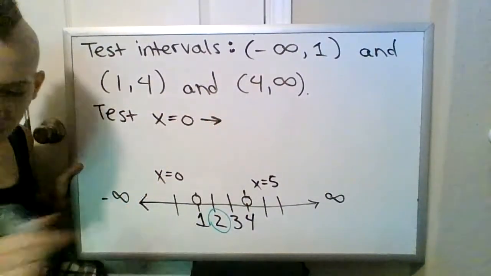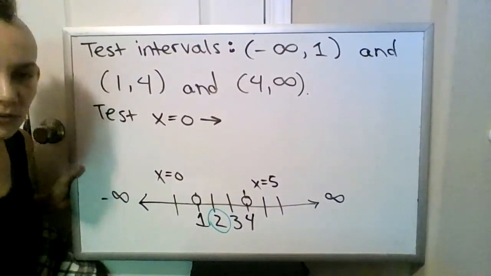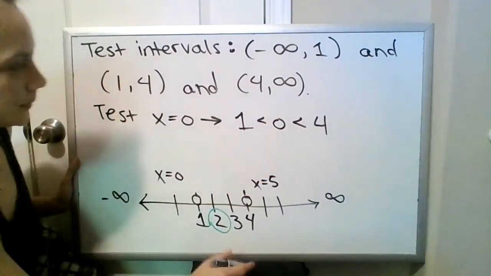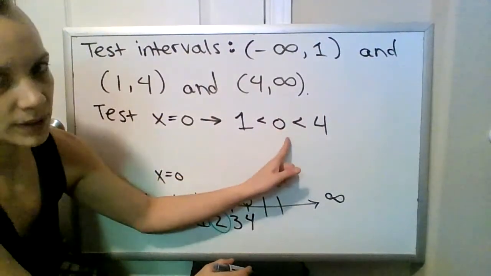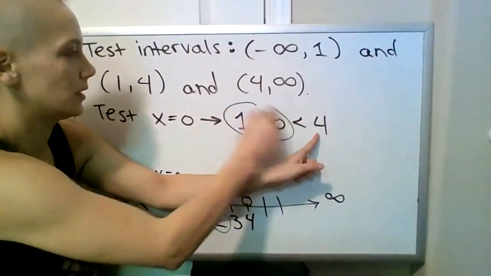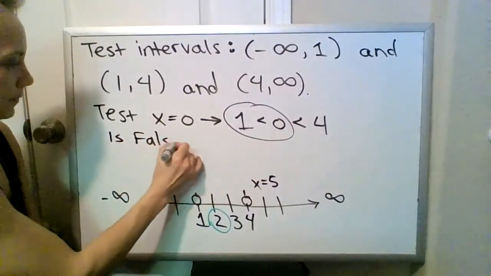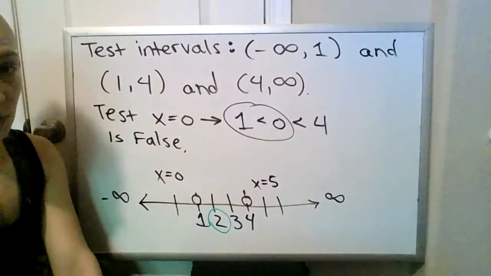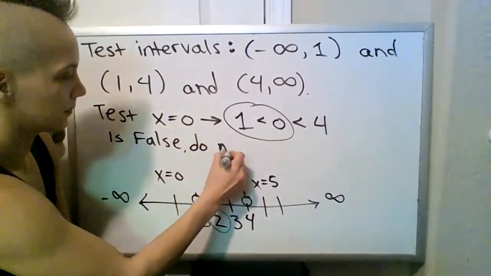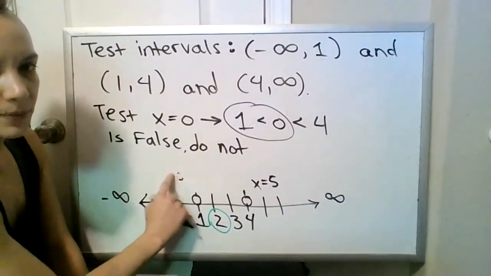So you need to put this into the information from the set. So is 1 less than 0 and is 0 less than 4? Okay. 0 less than 4 is true, but 1 less than 0 is false, which makes the whole statement false. So do not shade over x equals 0. This side here.